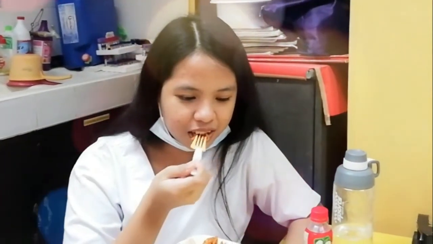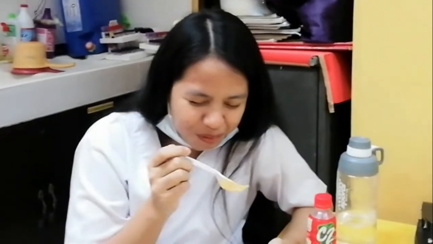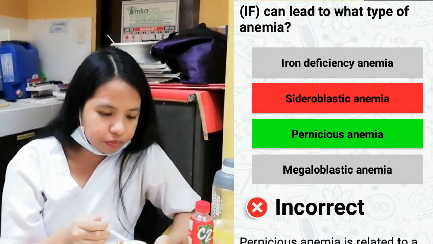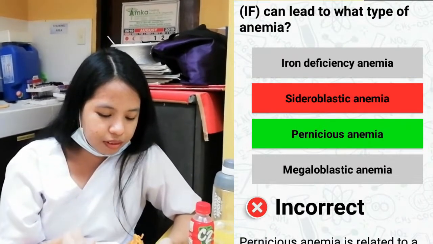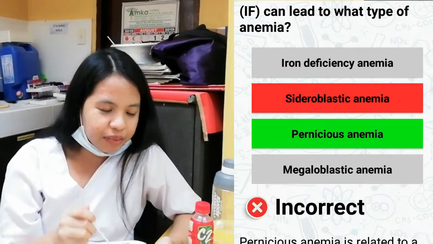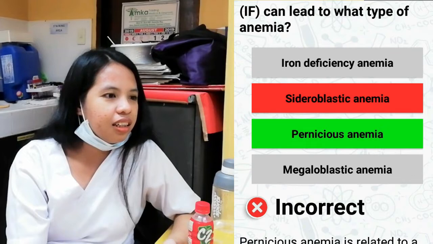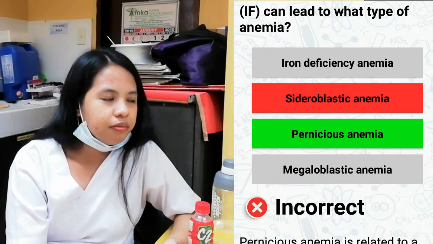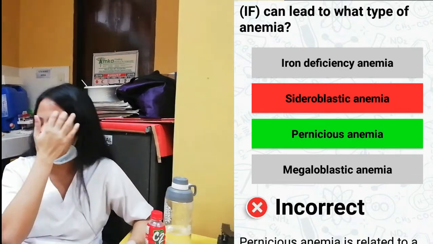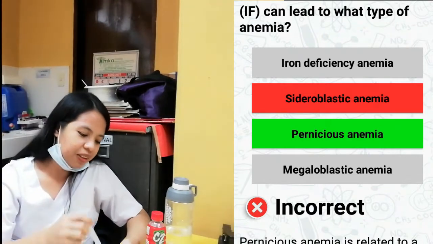Nakita kong isang babae, di ko malimutan ang kanyang imahe. Ano ba ang pangalan mo? A, C, or D? D. Eh, ano yung D? Yung D is megaloblastic anemia. Sidero. Hindi. Ang sagot is letter C, pernicious anemia.